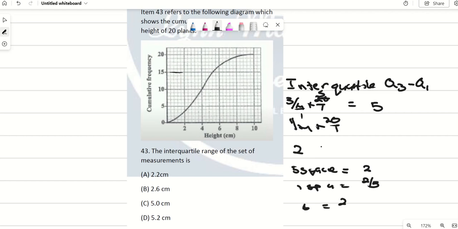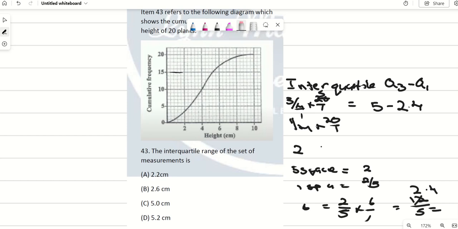6 spaces would be 2 over 5 multiplied by 6 over 1. That is 6 2s are 12. 12 divided by 5 is equals to 2.4. So we have now Q1 is about 2.4. So we have 5 minus 2.4, which is B would be your answer, right?